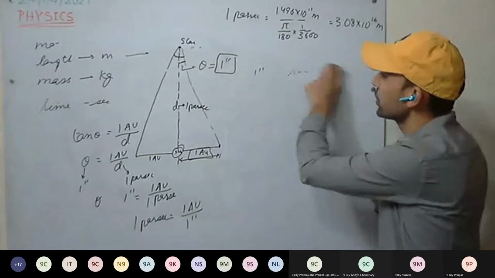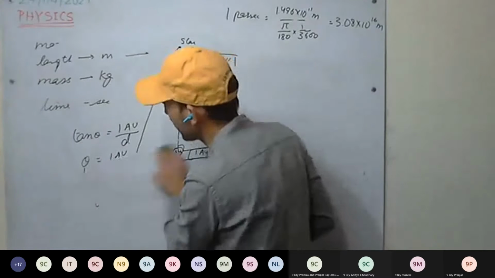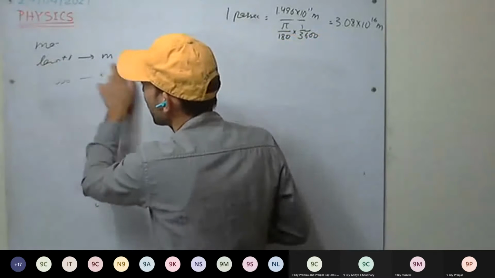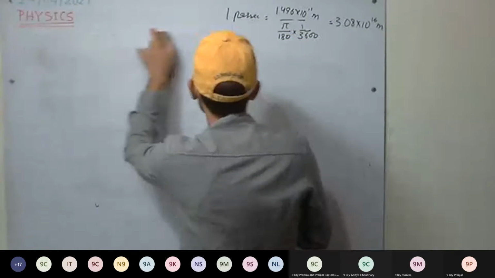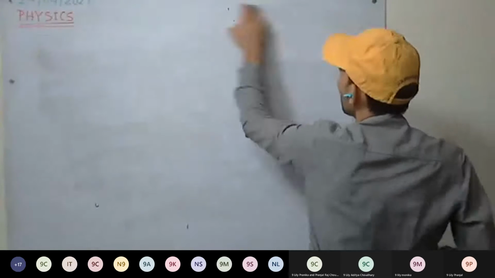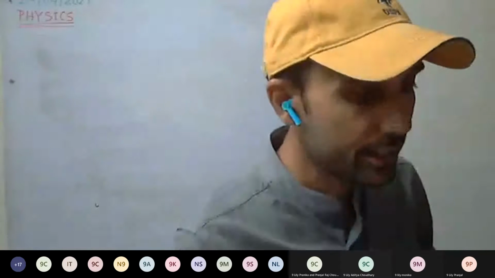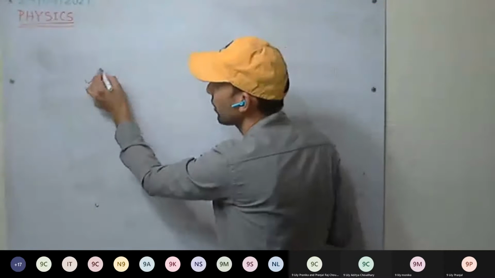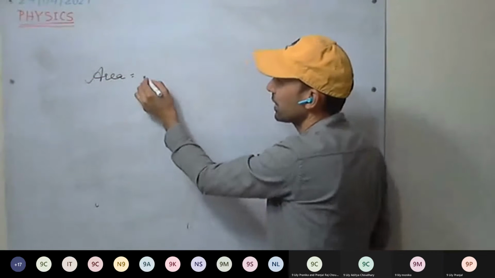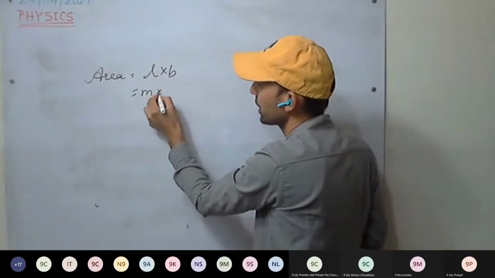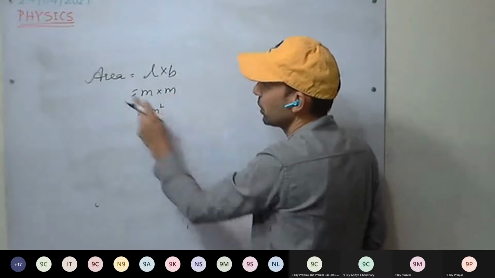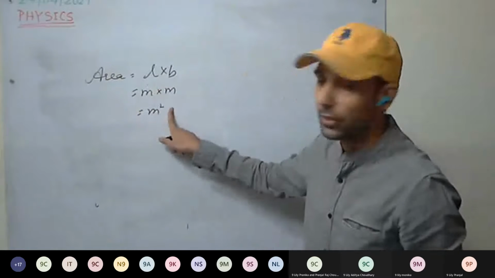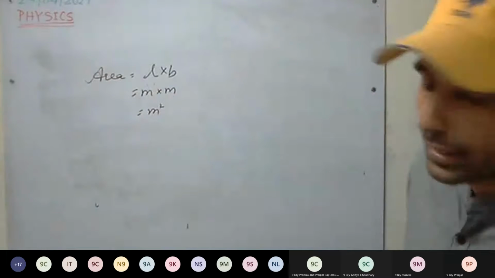Now see, we have discussed the units of length, mass, and time. There are other physical quantities, like we have discussed, fundamental quantities and derived quantities. Derived quantities depend on fundamental quantities. For example, area is a derived quantity. We derive area as length into breadth, that is meter into meter, so meter square. So area depends on length, and it is a derived unit.